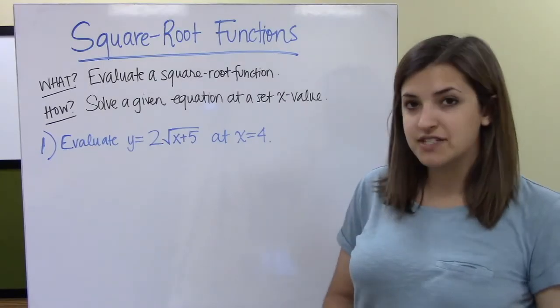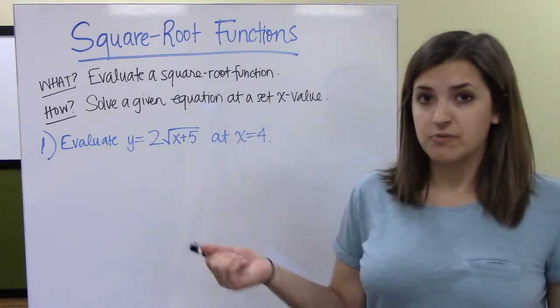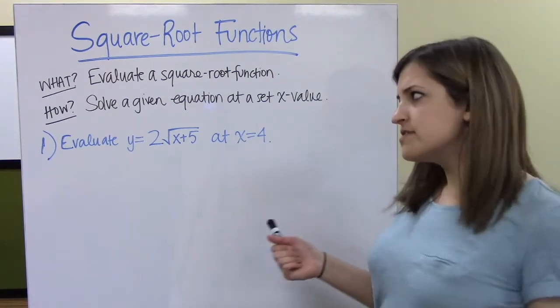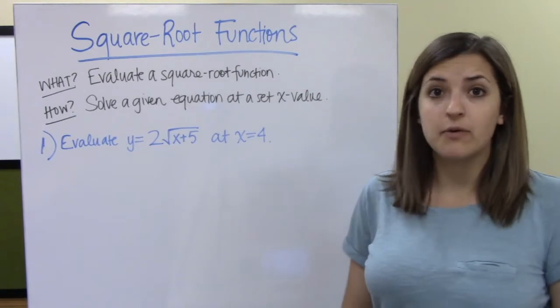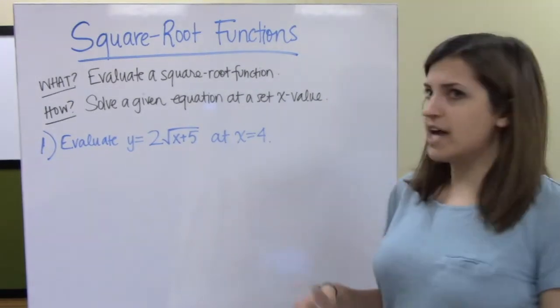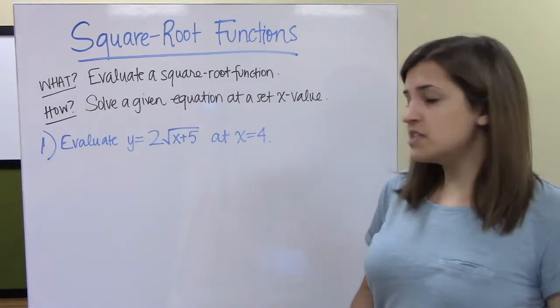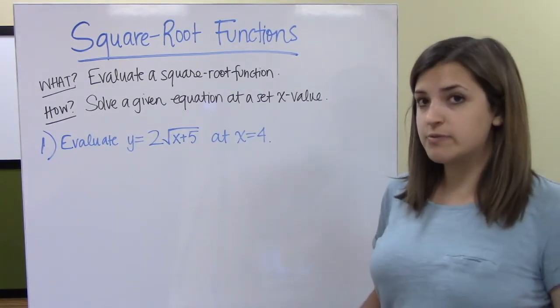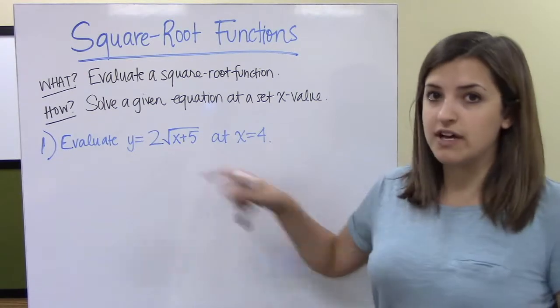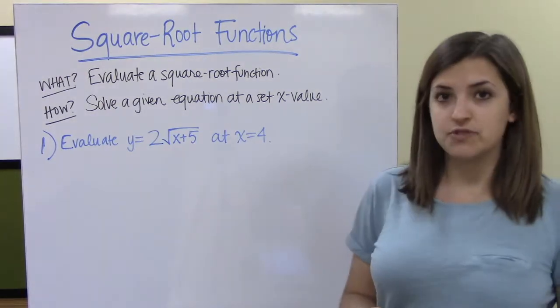Okay, so our first objective today is to evaluate a square root function. How are we going to do this? Well, we're basically just going to solve an equation, and we're going to solve a given equation at some x value we're given. So our first problem here is to evaluate the function y equals 2 times the square root of x plus 5 at x equals 4.